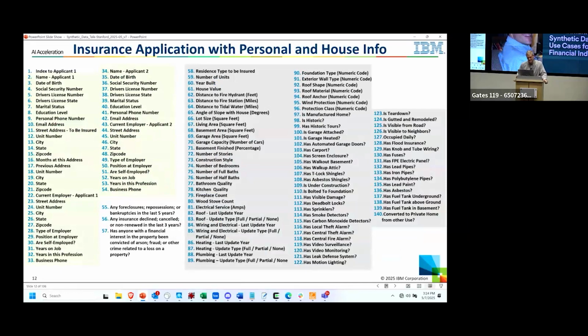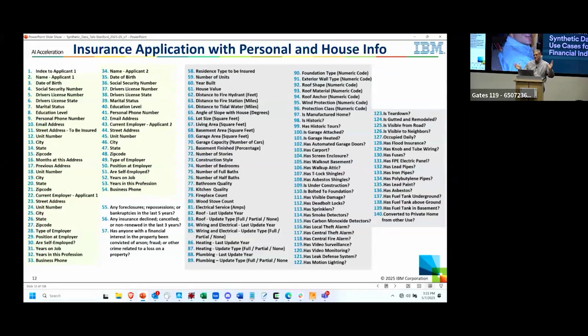So the left part in green is information about the person, when they were born, the sort of stuff I've already shown, where they live, if they haven't lived at this address for a very long time, where did they live previously, who's their employer, all of that sort of stuff. And then on the right in gray is a lot of information about the house being insured. So everything from number of bedrooms to square feet to heating and electrical updates to less common things like, does it have polybutylene pipes? Does it have asbestos if it's an older house, that sort of thing? Was it converted to a private home from another use?